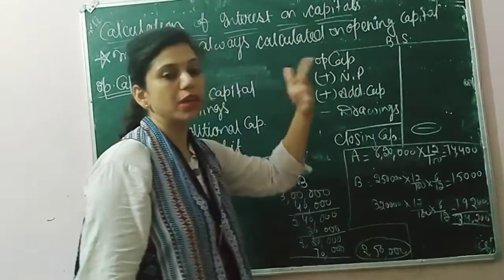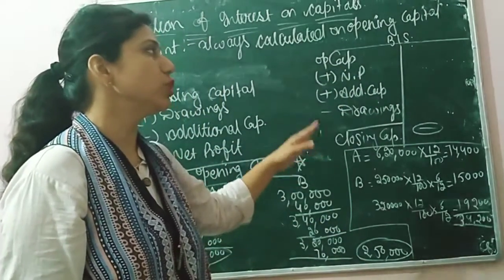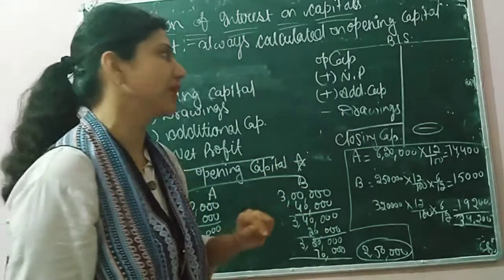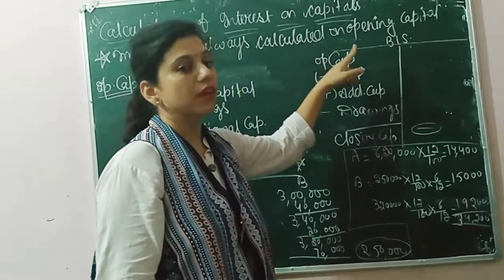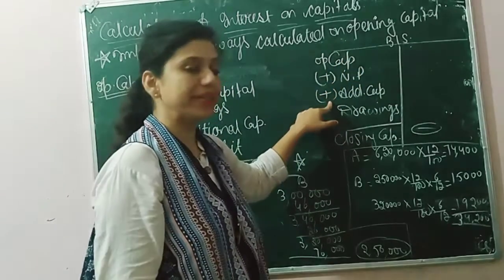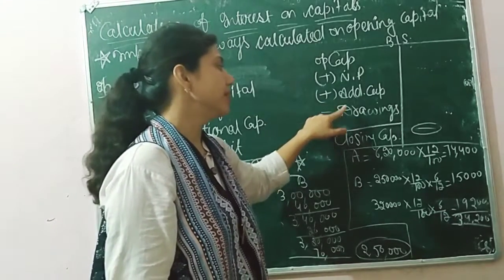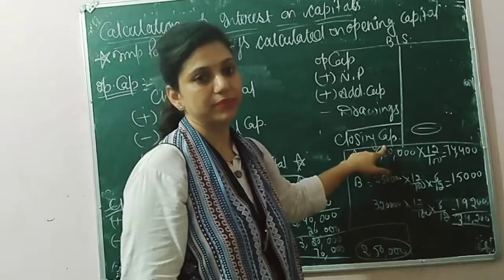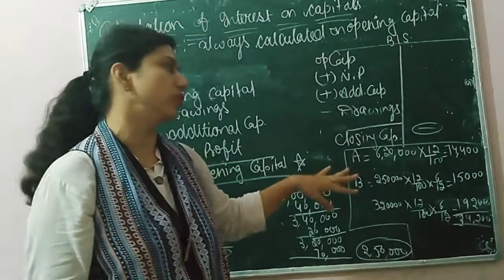Just recall the previous chapter of 11th class. When you prepare the balance sheet in 11th class, what will you do? Capital: if profit is there, then you will add. If additional capital is there, then again you will add. And drawings are less, then we get the closing capital. You just did this concept in 11th class final accounts.